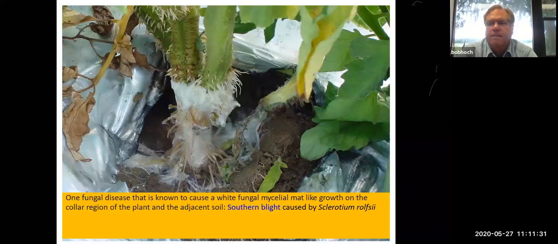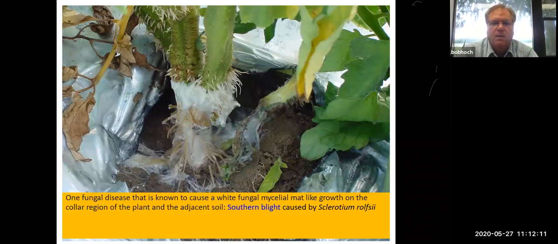In the case of wilting, when the entire plant wilts, you need to track it back to the root system, or in this case, maybe to the collar of the tomato plant right at the ground level, and investigate what's going on with that particular plant. In this slide, you see a lot of white mycelial growth right at the collar region and adjacent to the soil. In this particular instance, southern blight, which is Sclerotium rolfsii, is the organism that causes this.